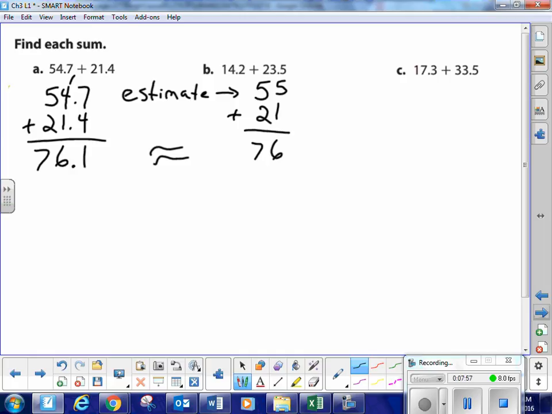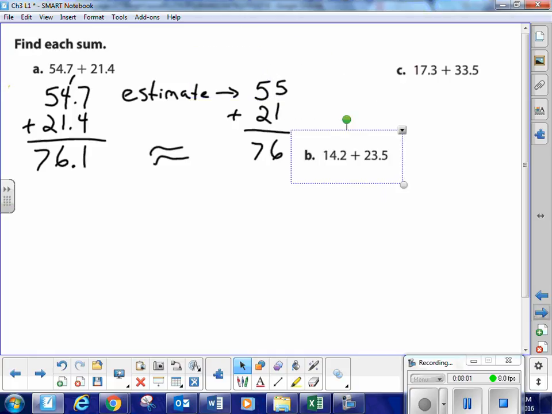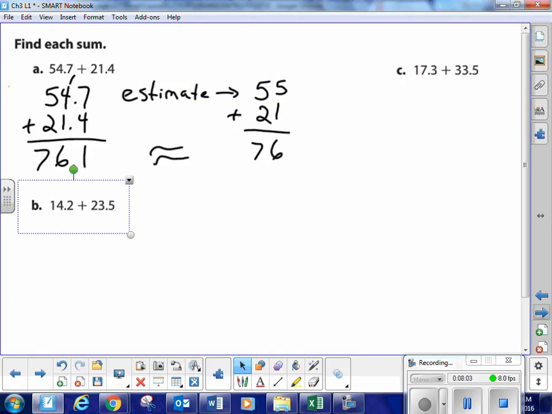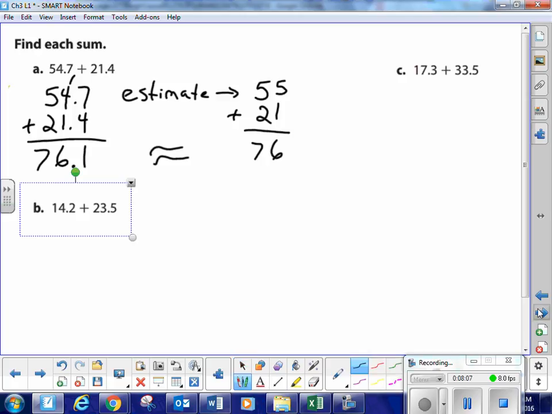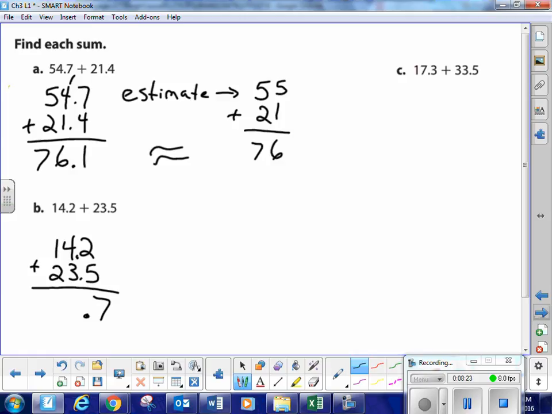The next one, okay, which I will move so we can see it a little bit better. I'll put it here, okay? We're going to add 14.2, and we're going to line up the decimal points with 23.5, all right? My little plus symbols show the operation we're using. 5 plus 2 is 7. Bring down the decimal point. 4 plus 3 is 7. 2 plus 1 is 3.